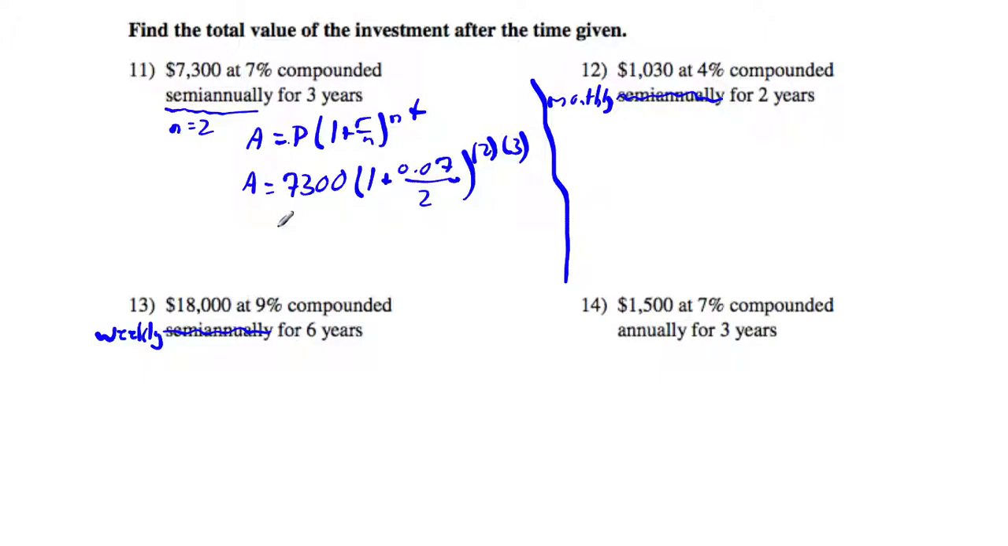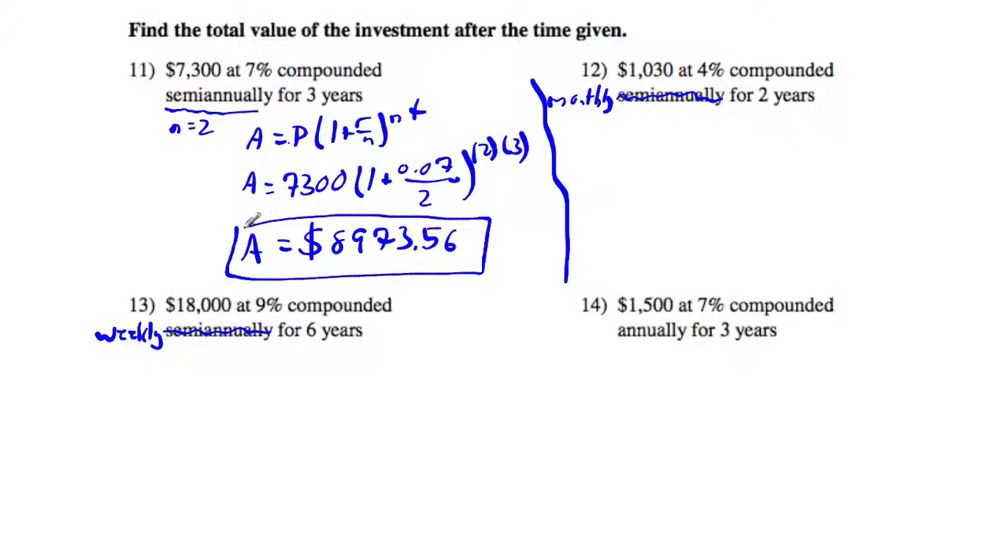And so when we do this, we're going to have 7,300 times 1 plus 0.07 divided by 2 to the 6th power. And so after 3 years, with doing nothing, we're going to get $8,973.56. Now the decimal actually goes on longer, but whenever we're talking about money, we just want to have 2 decimals. So always round this appropriately.